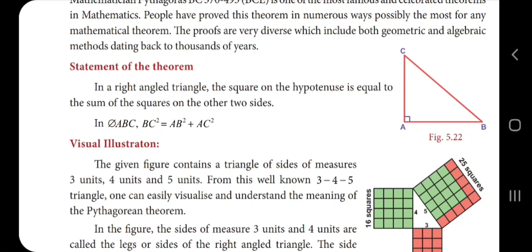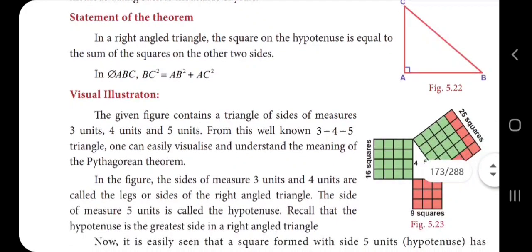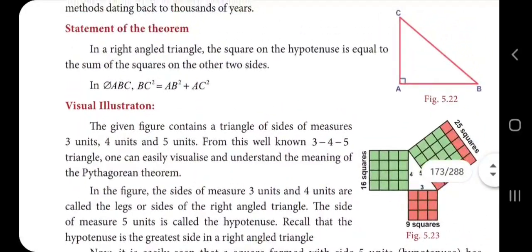So here in triangle ABC, BC square is equal to AB square plus AC square. This is the theorem which was found by Pythagoras. The sum of the squares of the other two sides of a right angle triangle is equal to the hypotenuse square.